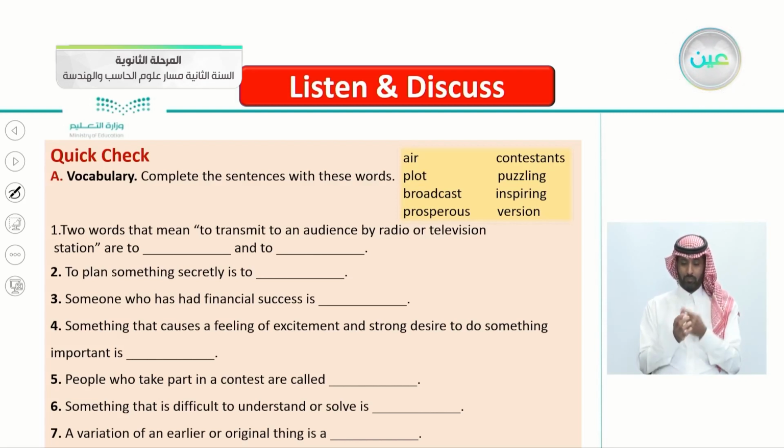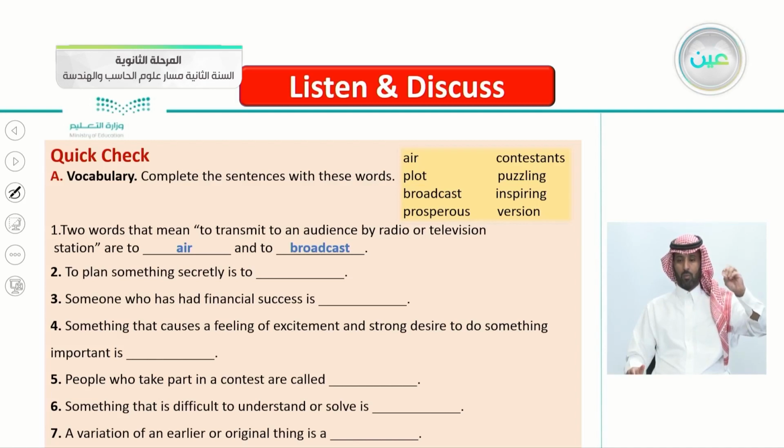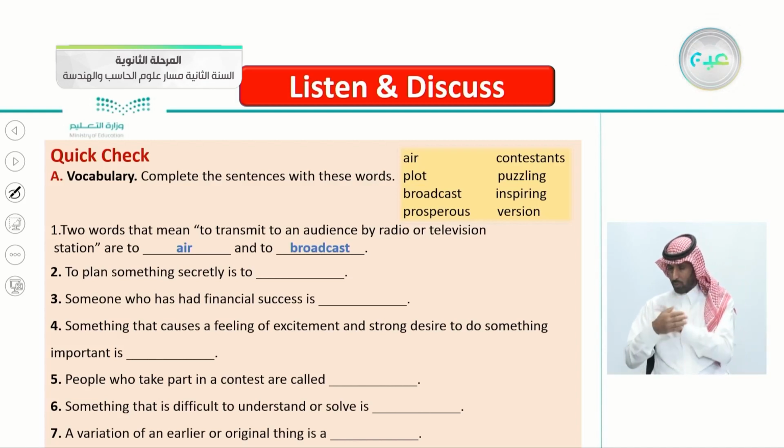So let's answer the first one. Two words that mean to transmit to an audience by radio or television station are to ___ and to ___. So number 1 is, yes, that's correct, to air and to broadcast. Number 2, to plan something secretly, nobody knows, is to plot.